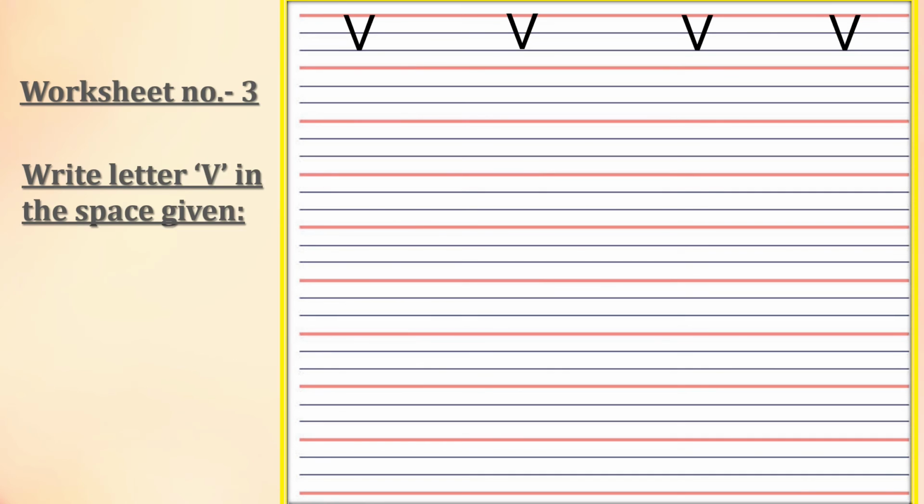Worksheet number three, write the letter V in the space given. So children, now you have to practice writing letter V in the space given. You have to write in three lines. So this is your worksheet number three. And you have to complete these three worksheets.